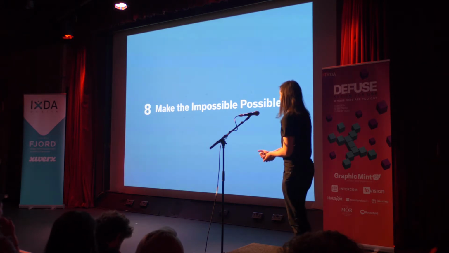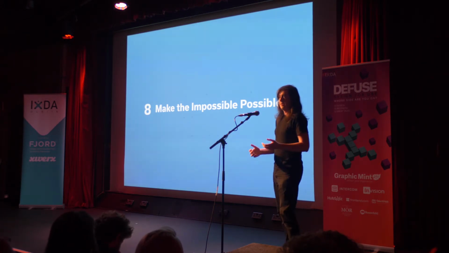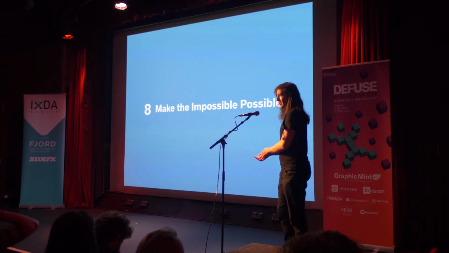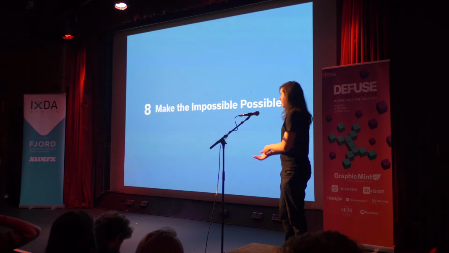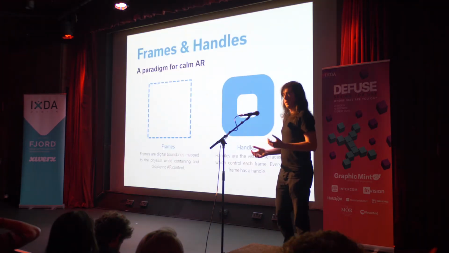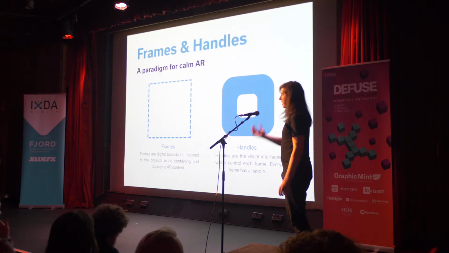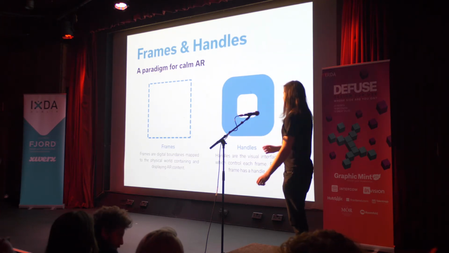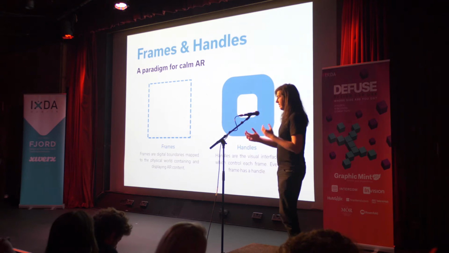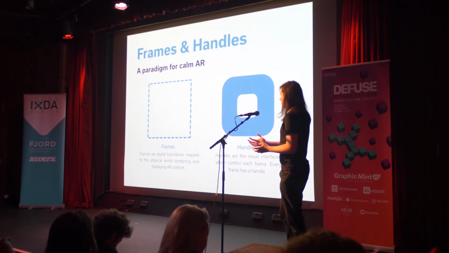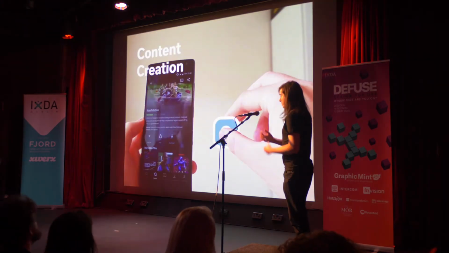And it's about making the impossible possible at the end of the day. AR can do things that mobile can't, and we're currently only using it to do things that mobile can. We need to discover where these positions and these contexts are. So for my project, I created a new paradigm for CAM AR, which I call frames and handles. It's about taking content and placing it in an AR frame, which is location-based, and using a handle, which would be UI.